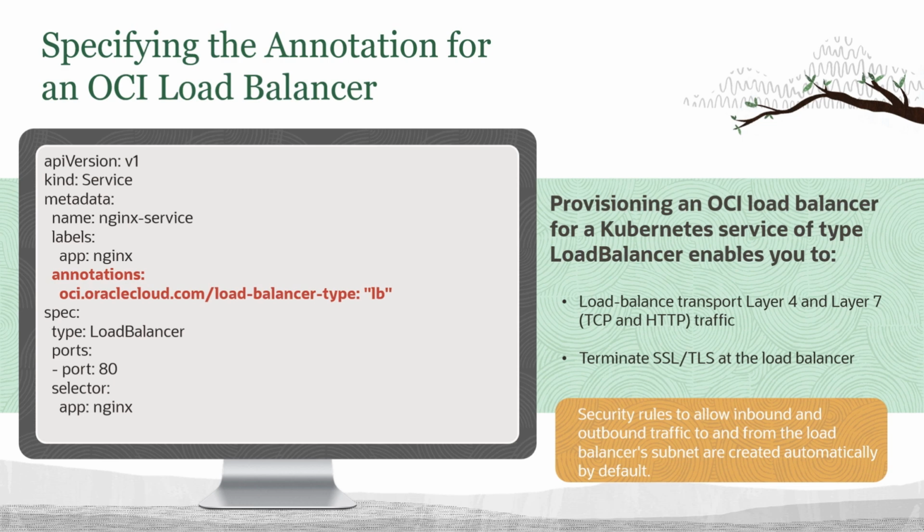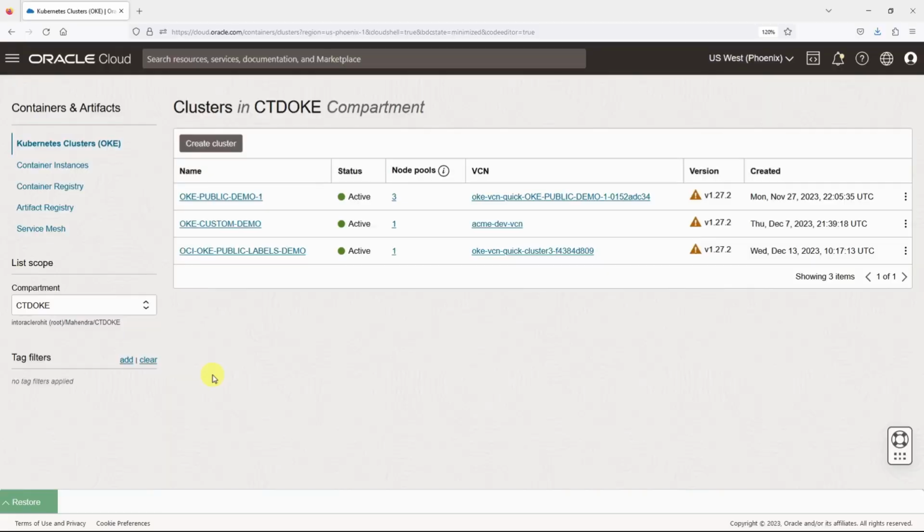To provision an OCI load balancer for a Kubernetes service of type load balancer, it's crucial to define a service with the appropriate annotations. Specifically include the following annotation, that is oci.oraclecloud.com/load-balancer-type, and pass the value as LB. It's worth noting that LB is the default value for the oci.oraclecloud.com/load-balancer-type annotation. If you omit this annotation in your service definition, the default value will be used. Let's now navigate to the OCI console and observe the practical implementation of these steps.